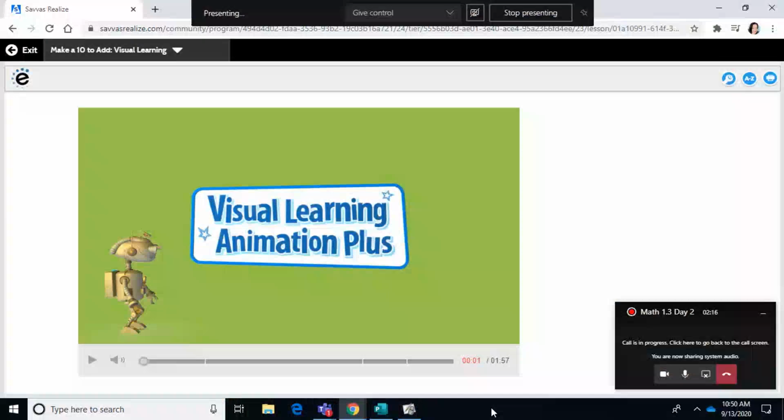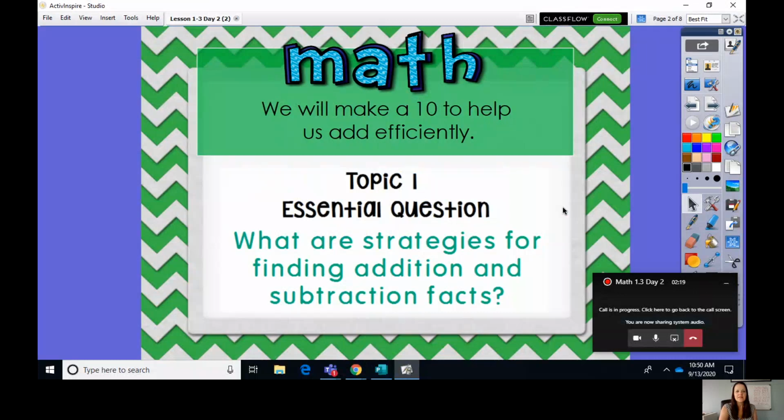Let's look at our objective today. We will make a 10 to help us add efficiently. Topic 1 essential question: What are the strategies for finding addition and subtraction facts?